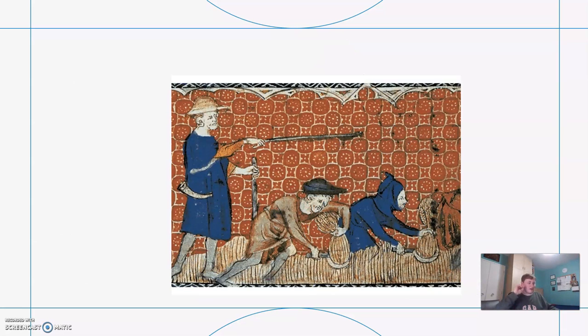Slaves were people who were bought and sold like property. They had no legal rights and did not earn income from their labor.